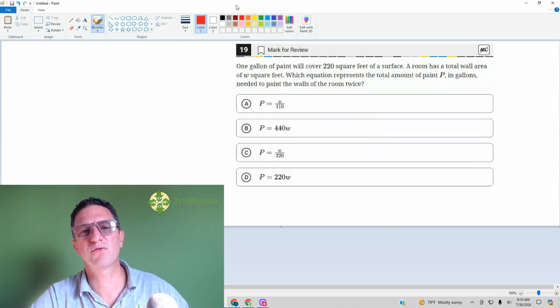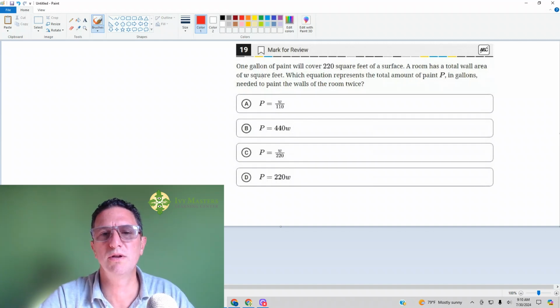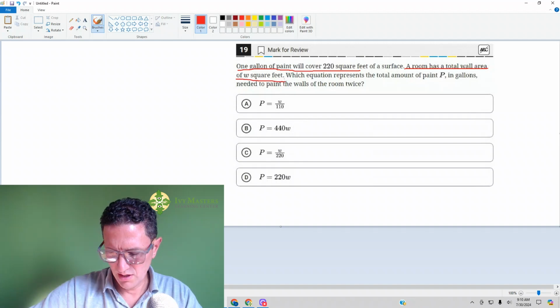There's a 19th question from Digital SAT Test 2, Module 2B. This is a harder set of math question. It tells you that a gallon of paint is going to cover 220 square feet, and a room has a total wall area of W square feet. So we want to pick a W.